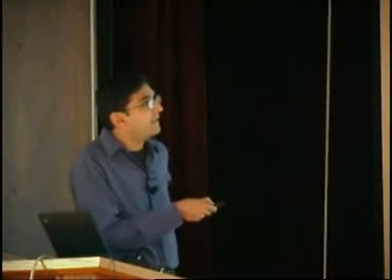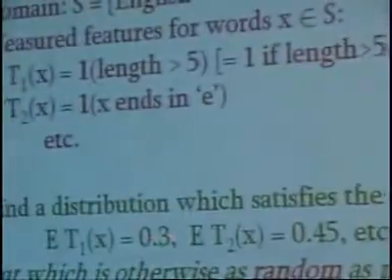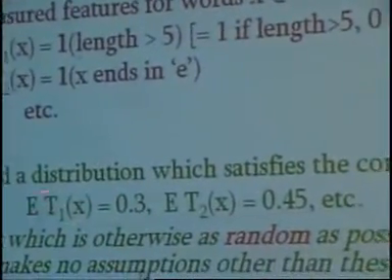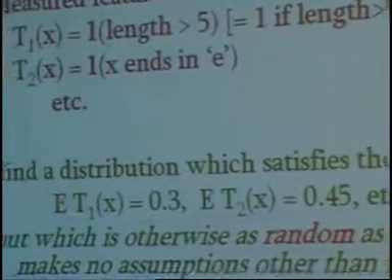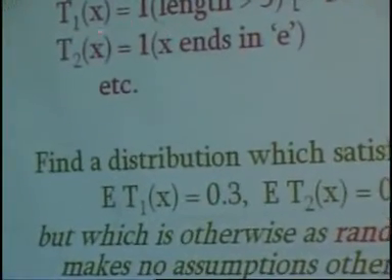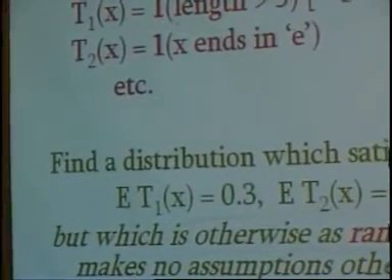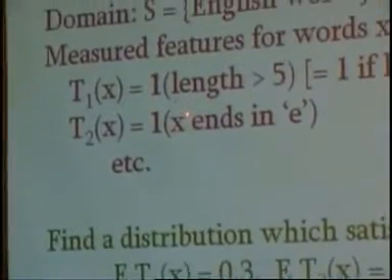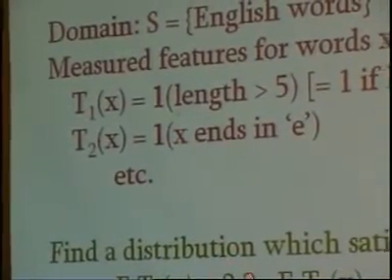For instance, we were measuring whether the length of a word is more than 5. So we had this indicator feature, which was 1 if the length is more than 5 and 0 otherwise. And we noticed that the probability of the length being more than 5 was 0.3. In other words, the expectation of this feature, the expectation of t, was 0.3. The expectation of this indicator variable is just the probability that the length is more than 5, and we noticed that that was 0.3.